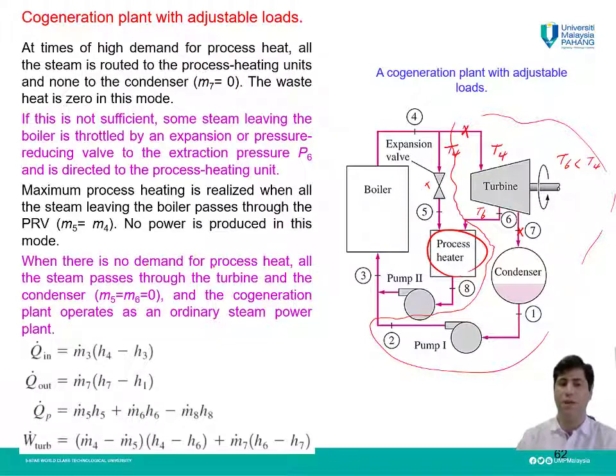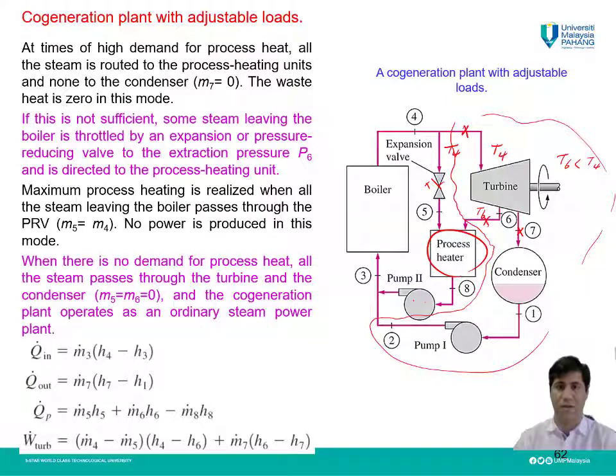When there is no demand for process heat, all the steam passes through the turbine and the condenser, and the cogeneration plant operates as an ordinary steam power plant. This is the opposite of the previous case, when we don't need any process heat or when we need a high amount of electrical power. Then we will close this line. We will close this line as well. So all of the steam will just pass through the turbine and condenser. Then we have only a Rankine cycle, or a simple ideal steam power plant.